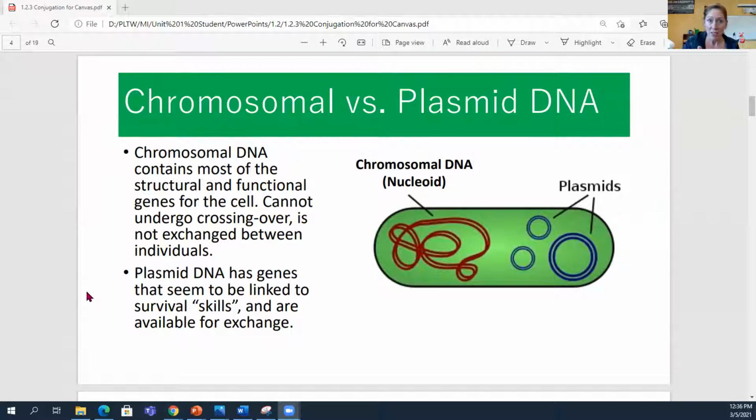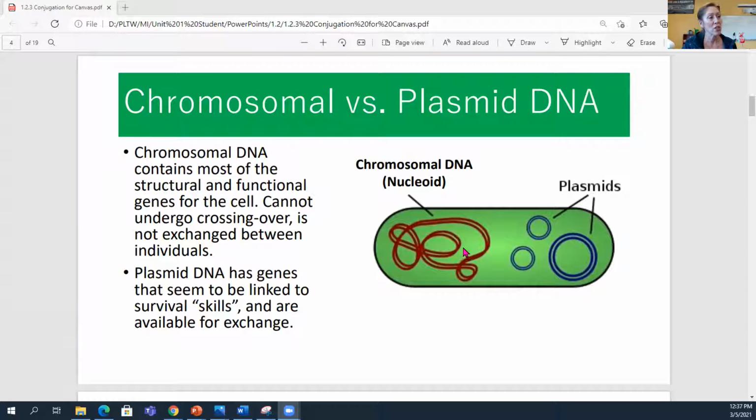So bacteria cells can share these genes with each other, and that's how we can have a non-resistant strain of bacteria become resistant. It accepts a gene from another cell that is able to pass that gene on.